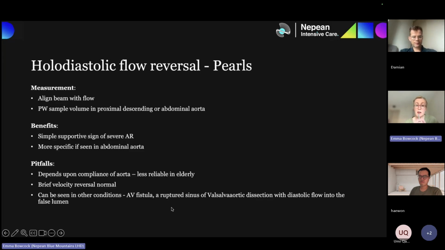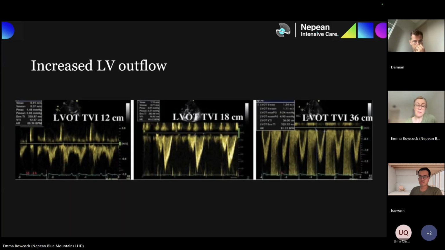There are other things, so the pitfalls of some of this is there are other things that can give you holodiastolic flow reversal. So I guess that would be a relatively commonish question. So AV fistulas, ruptured sinuses of Valsalva, etc. would give you that. You can also, for pulse wave, look at your LVOT flow as well, because in severe AR you tend to see a higher LVOT VTI just because you've got that higher blood volume toing and froing.